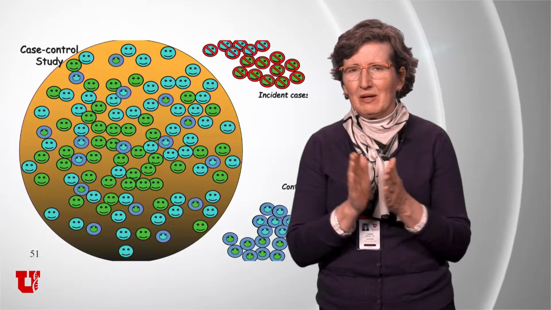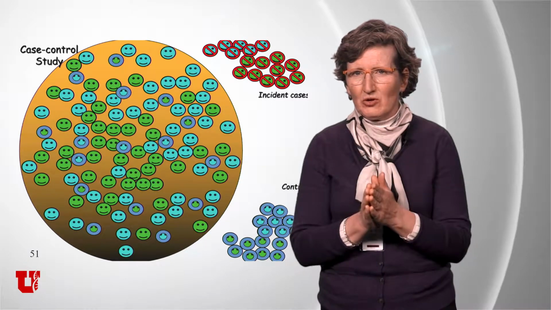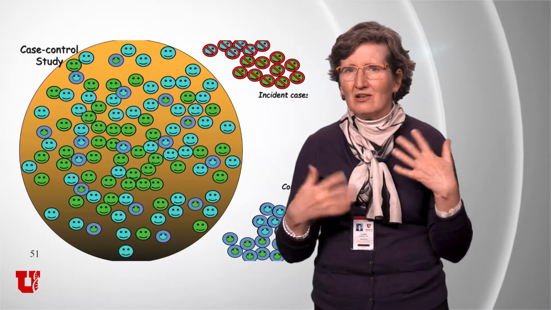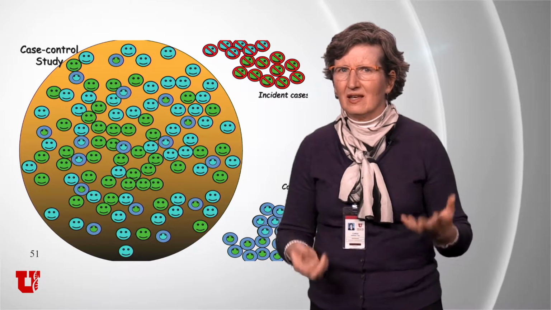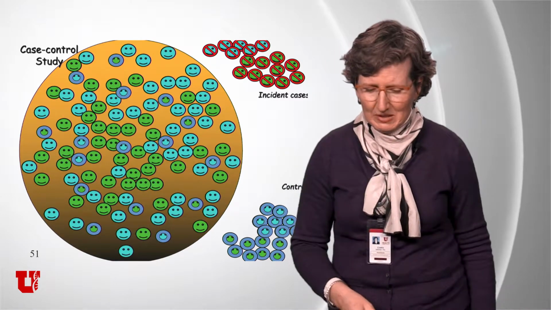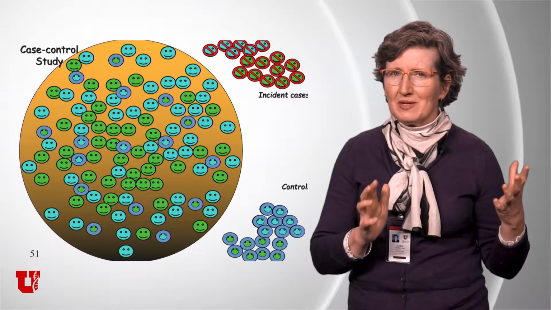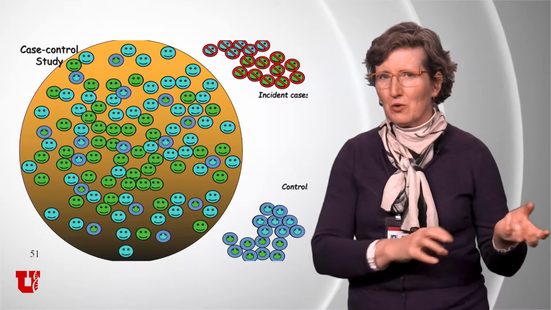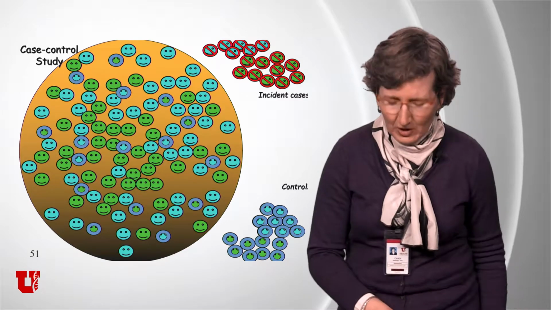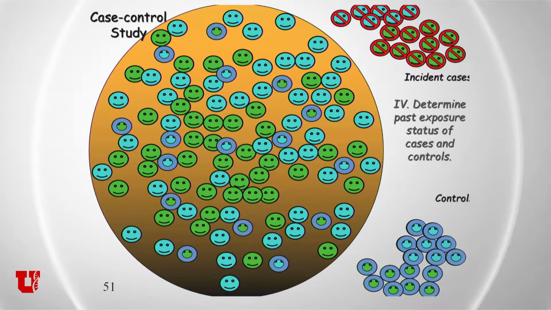The time spent by the investigator team may be shorter, and the number of people that they actually have to contact and consent and get information about their exposure status may be smaller. But I do like to emphasize that it starts from the same concept. It starts from your source cohort and your disease events. So we're actually determining the past exposure status of the cases and controls.